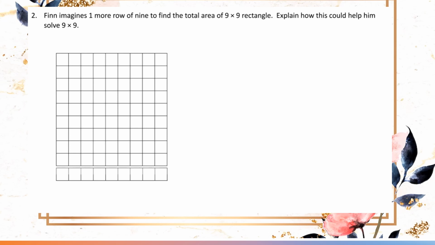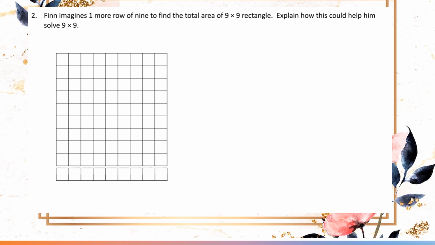Let's take a look at number 2. Number 2 says Finn imagines one more row of 9 to find the total area of a 9 by 9 rectangle, or 9 times 9 rectangle. Explain how this could help him solve 9 times 9.